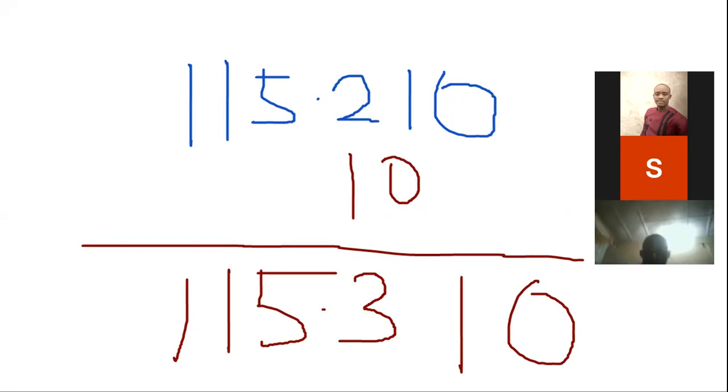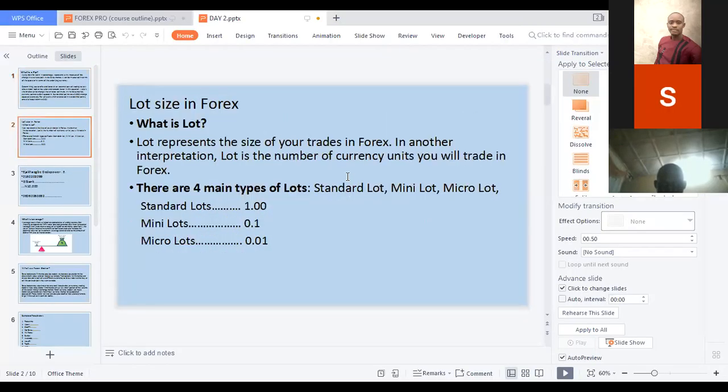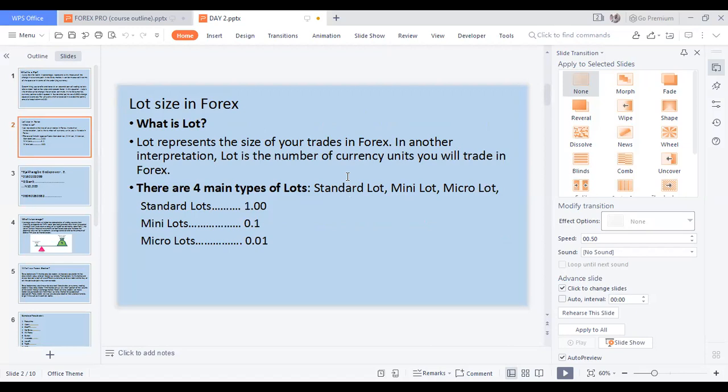On to my next slide. My next slide is lots. What are lots? Lots represent the size of your trade in Forex. In another interpretation, lot is the number of currency units you trade in Forex. Plus, there are actually 4 types of lots.